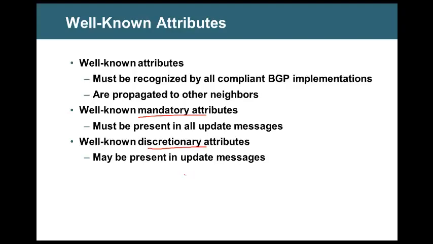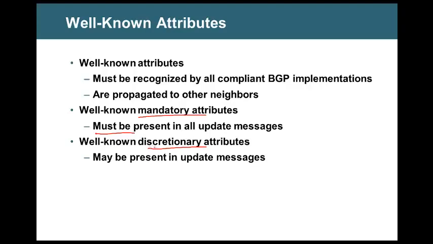Discretionary. Well-known mandatory means it must be there. You cannot have any BGP update without a next hop address. If you have, then it's not a valid one. Cannot be taken and processed. If there is an update without a next hop address, it cannot be processed, cannot be taken in. It is mandated. AS path, if an update comes without an AS path, cannot be taken.